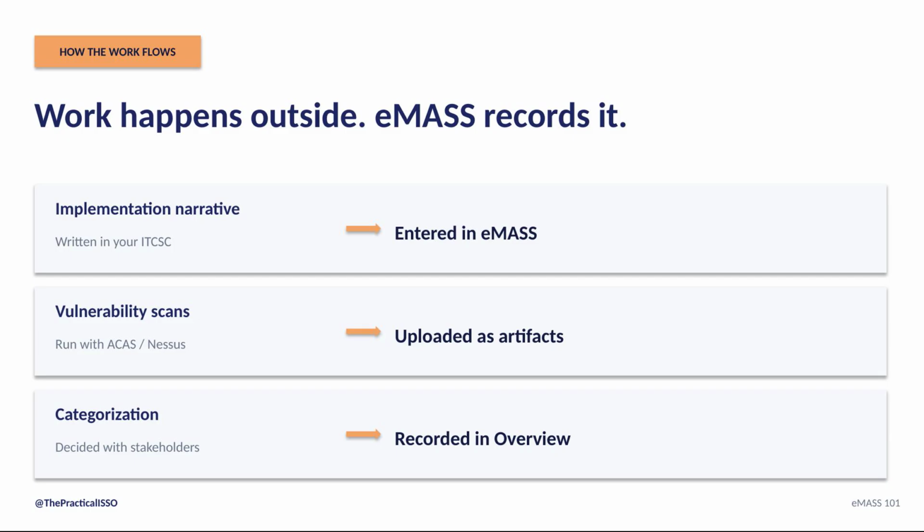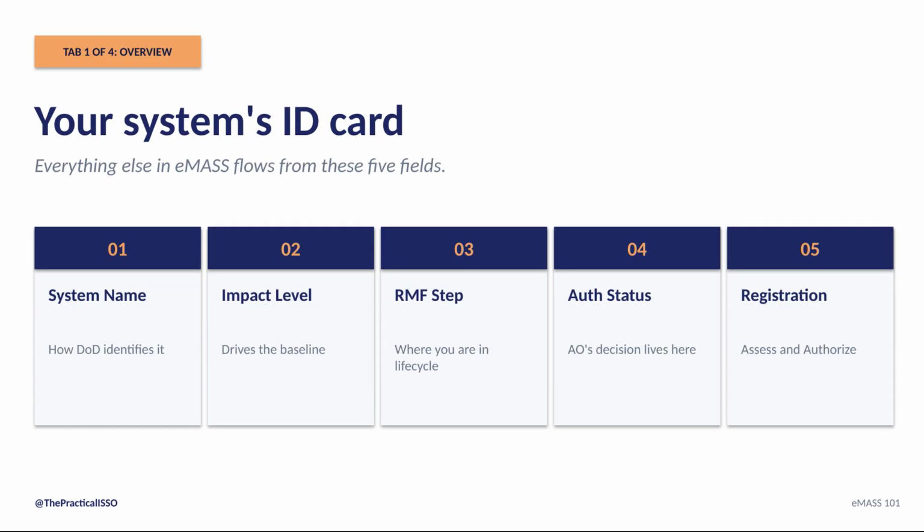That's the shift. When you log in, you'll see a list of systems you're assigned to. Click into your system. The first thing you see is the system overview. Think of this as your system's ID card inside the DOD. Key fields to know: system name and acronym. How is your system identified in the DOD inventory? Impact level: low, moderate, or high. This drives your entire control baseline.